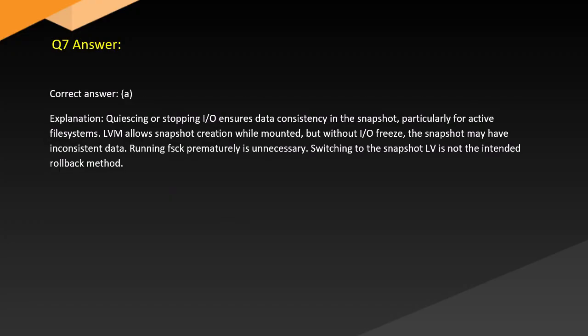Answer. Correct answer: A. Explanation. Quiescing or stopping I/O ensures data consistency in the snapshot, particularly for active file systems. LVM allows snapshot creation while mounted, but without an I/O freeze, the snapshot may have inconsistent data. Running fsck prematurely is unnecessary. Switching to the snapshot LV is not the intended rollback method.